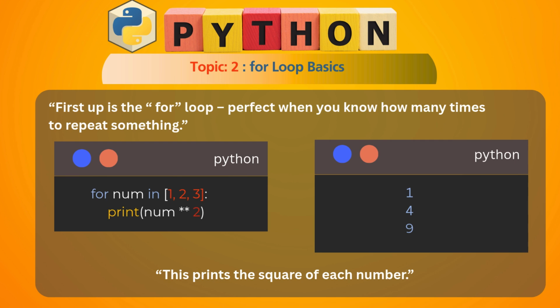This is the for loop basics, how it works. Write a code like for num in 1, 2, 3: print num**2. It prints num to the power 2, nothing but 1 to the power 2, 2 to the power 2, 3 to the power 2. It gives 1, 4, 9 like that.